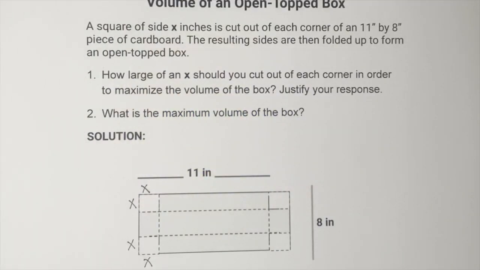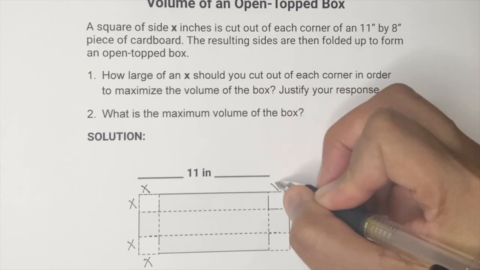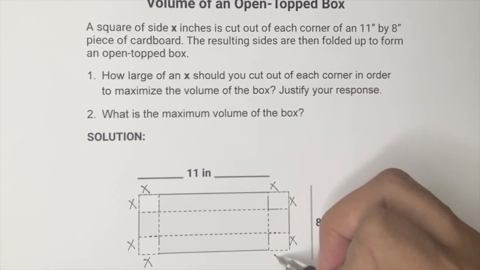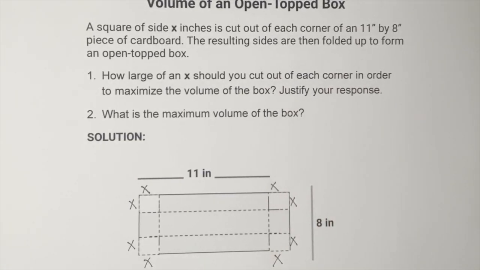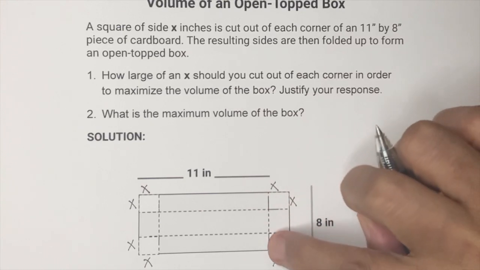First, we need to sketch a diagram of the rectangular cardboard and mark the square cutout of length x in each corner of the rectangle. I have already pre-drawn it. Okay, so let's continue labeling x here in the remaining two corners. Okay, so what does this mean now?